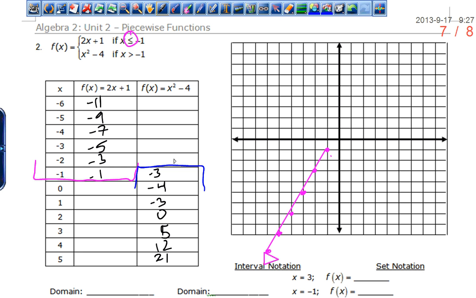Okay, my other color, I'm going to graph negative 1, negative 3 first. So negative 1, negative 3. Now, is this an open or a closed circle? Open. And then I'm graphing my other ones. So 0, negative 4, 1, negative 3, 2, 0, 3, 5, 2.